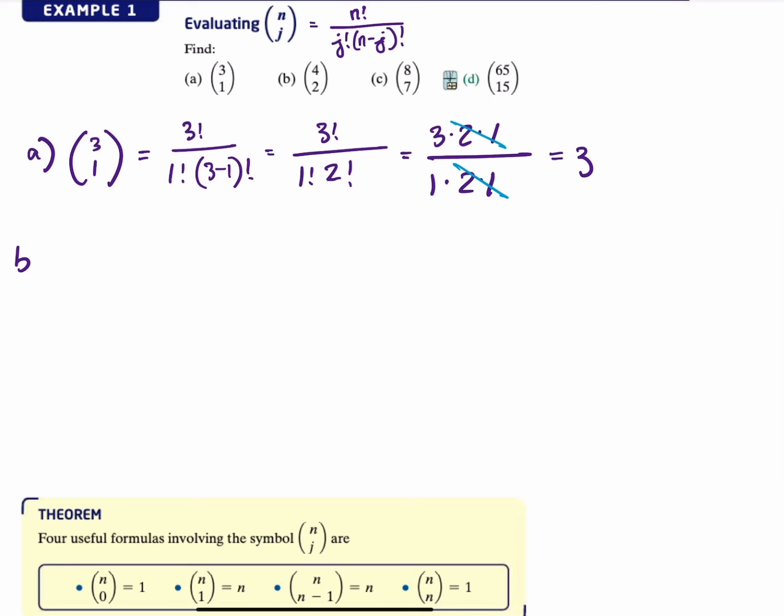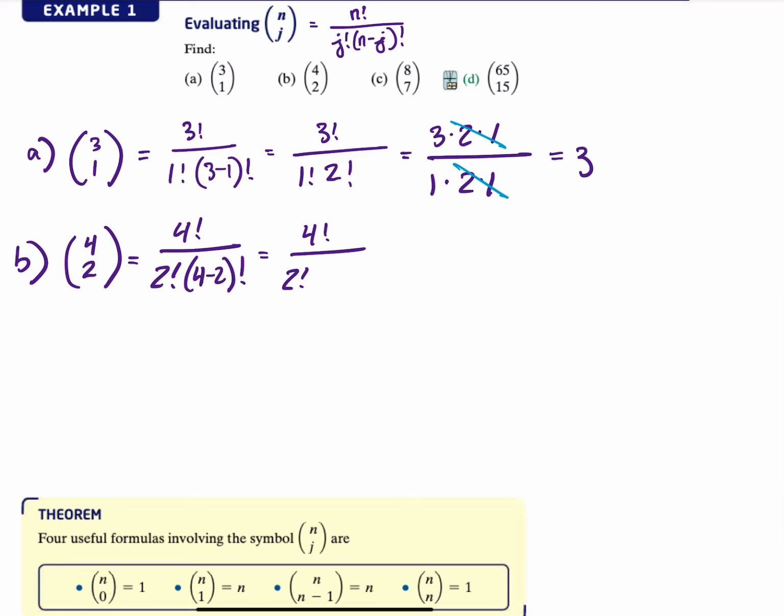So let's try part B. We have 4 choose 2. So this should be 4 factorial over 2 factorial times 4 minus 2 factorial. So 4 factorial over 2 factorial times 2 factorial. So that would be 4 times 3 times 2 times 1 over 2 times 1 times 2 times 1. So 2's and 1's will cancel, and 2 goes into 4 2 times. So it looks like we're just left with 2 times 3 over 1. So positive 6.